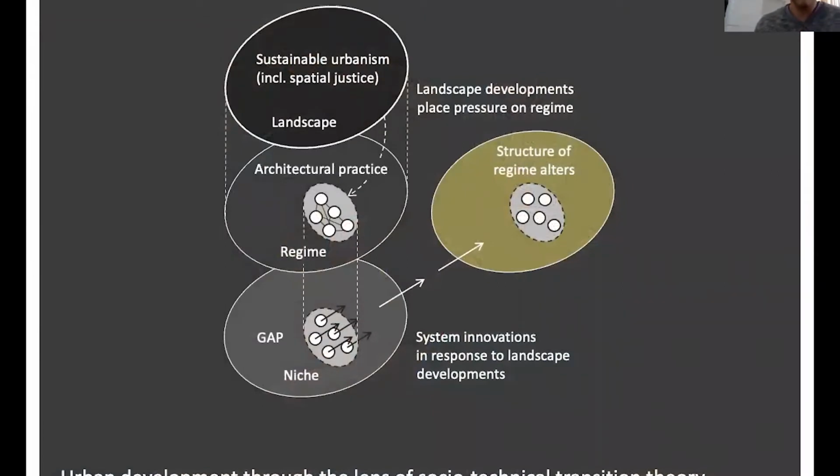Then the last part of the presentation is to explore the impact of grounded architectural practice as a niche level phenomenon and how that impacts on the regime level. In other words, normative architectural practice and how it alters the structure of the regime. To do so, I've identified and described system innovations which occur in response to landscape developments, such as sustainable urbanism and spatial justice, and the impact that these landscape developments have on grounded architectural practice.